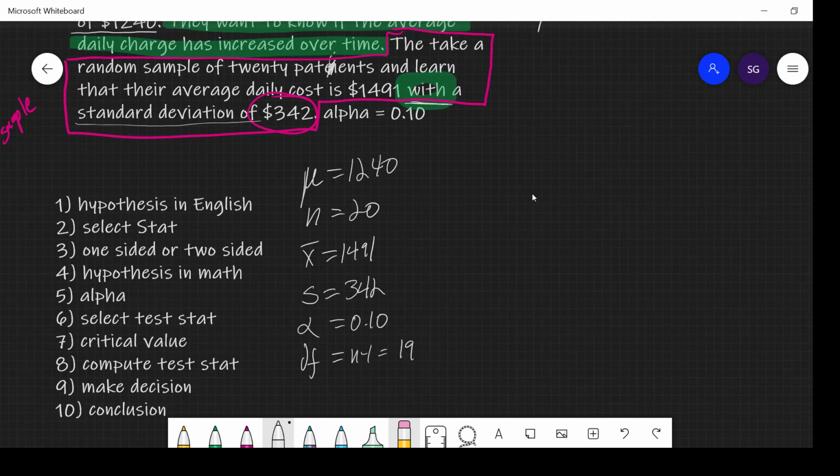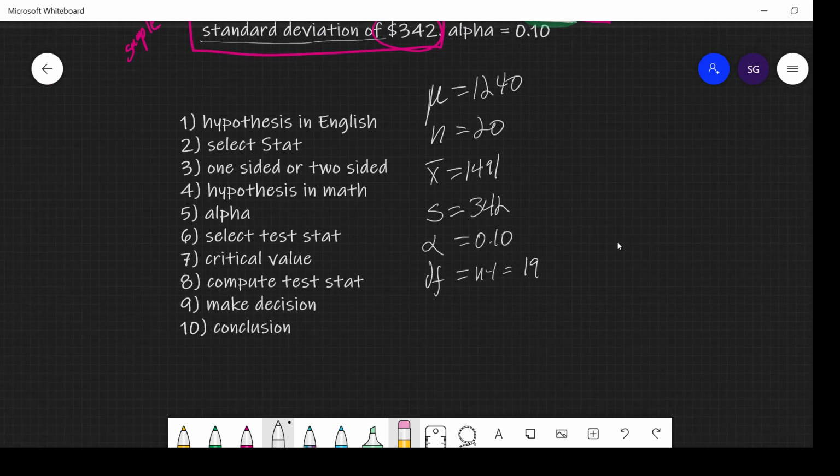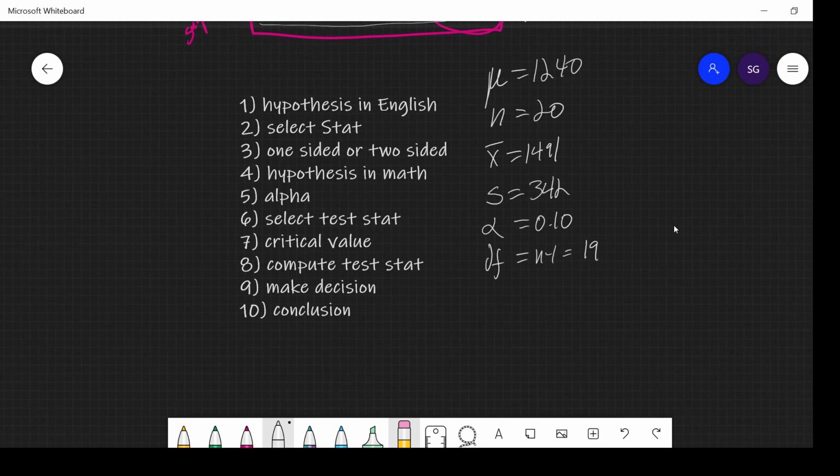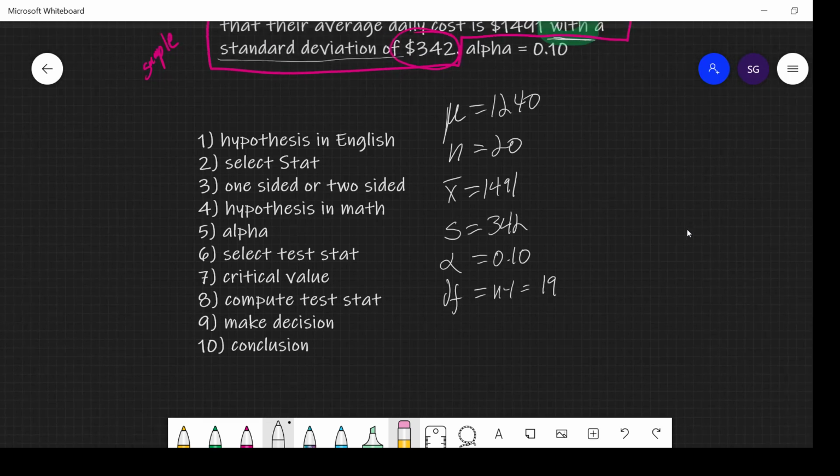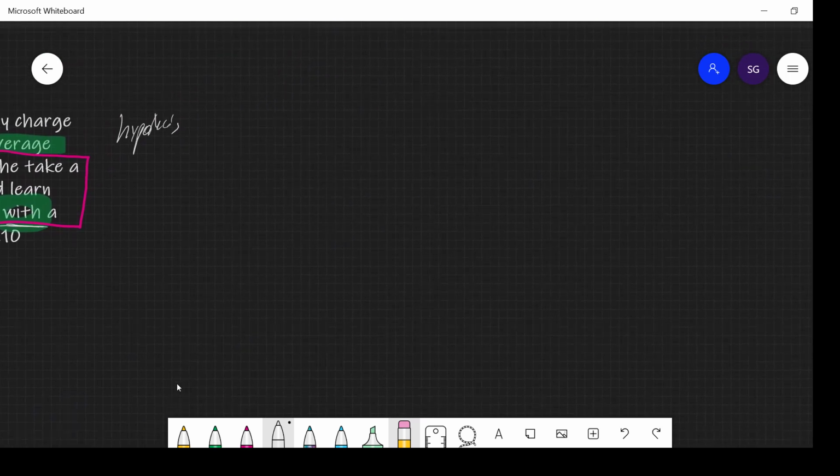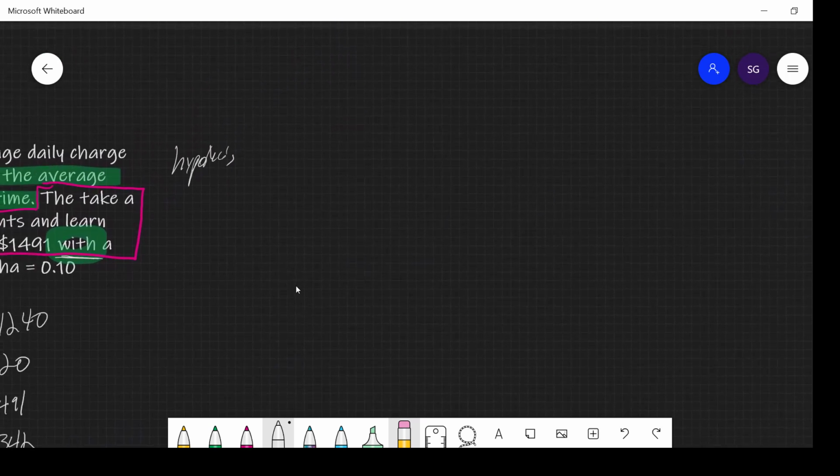So we'll get to the rest of this in a minute, but here is our 10-step process for conducting a hypothesis in statistics. We'll start by writing it out in English and then going from there. Those of you who have been with me already know about our 10-step process. So let's go ahead and start with step number 1. Write the hypothesis in English.